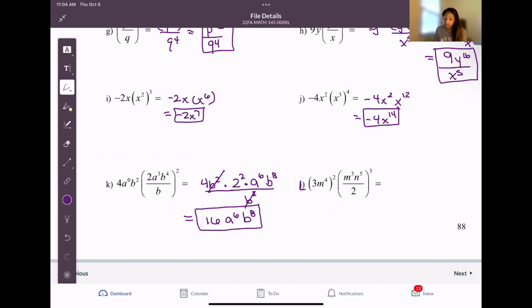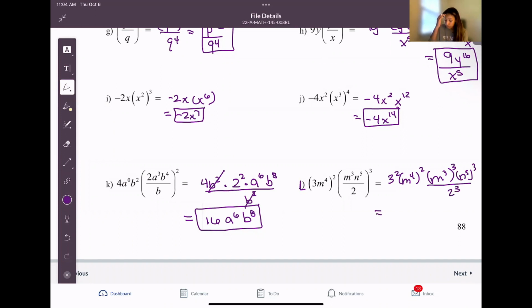All right, then on to problem L. (3m to the fourth) squared times (m cubed n to the fifth over 2) all cubed. All right, so we'll have 3 squared, (m to the fourth) squared times (m cubed n to the fifth) cubed over 2 cubed.